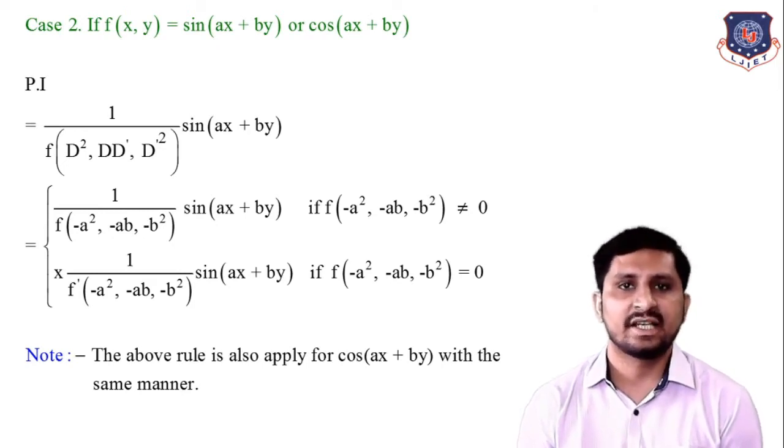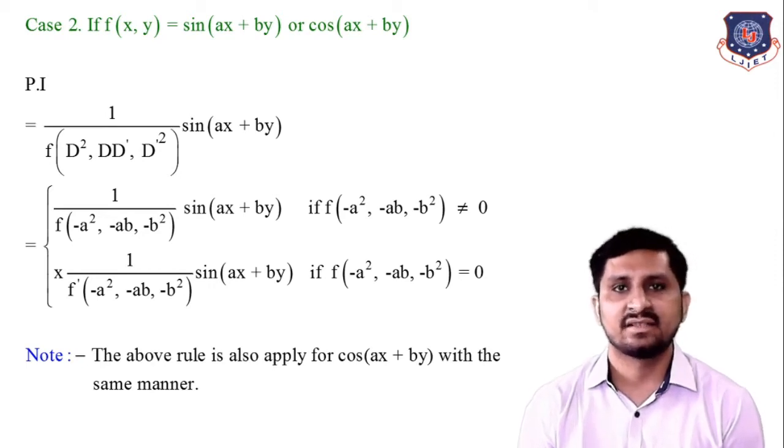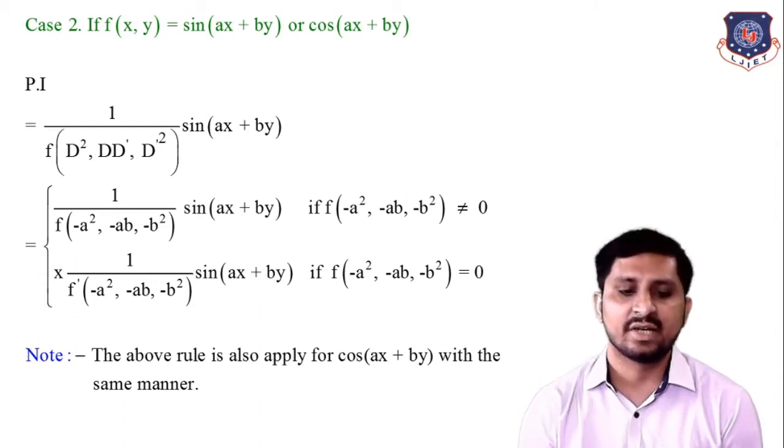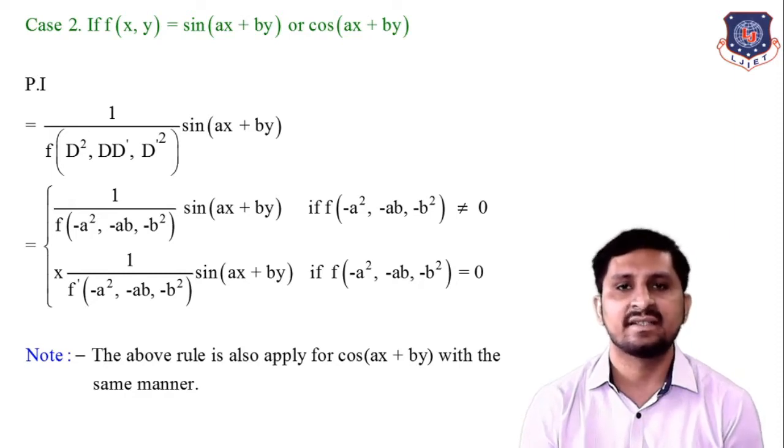As you all know, in the last lecture we discussed how to find the particular integral for case 2. And what is my case 2? Case 2 is when the function f of x y is sin(ax + by) or cos(ax + by). In this case, instead of D square we have to take minus a square, instead of D into D dash we have to take minus ab, and instead of D dash square we have to take minus b square.